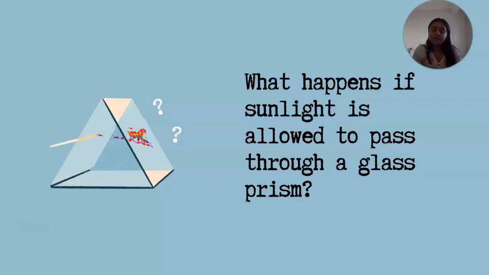So what happens if sunlight is allowed to pass through a glass prism? I hope you have seen a glass prism, or also the Natraj scale, the ruler with you, right?